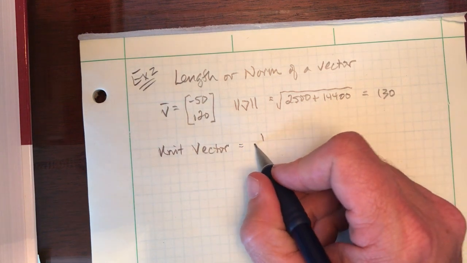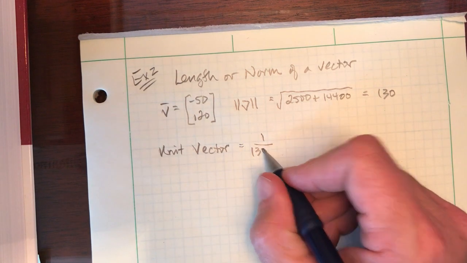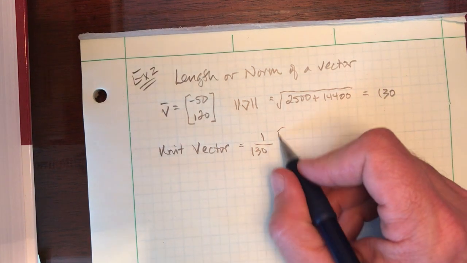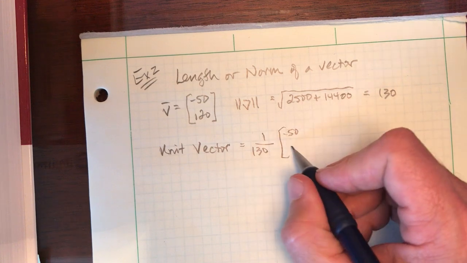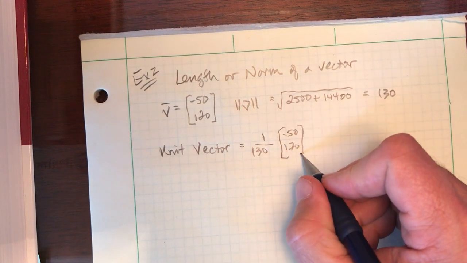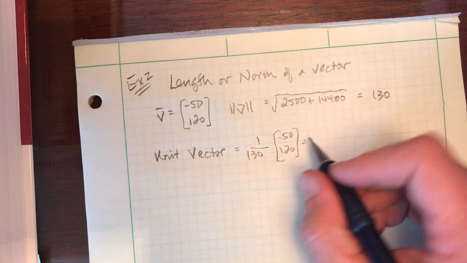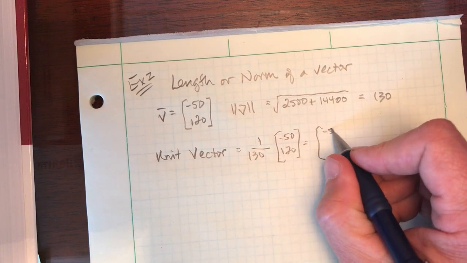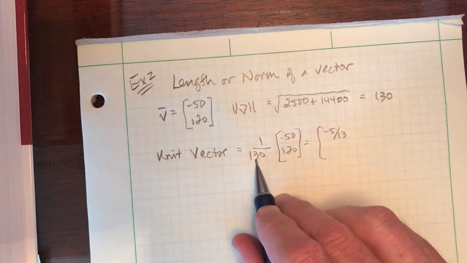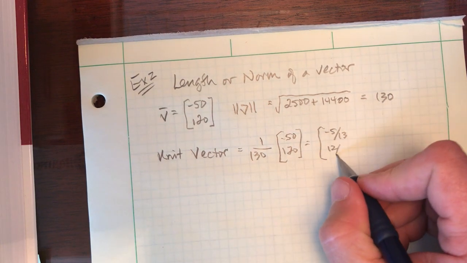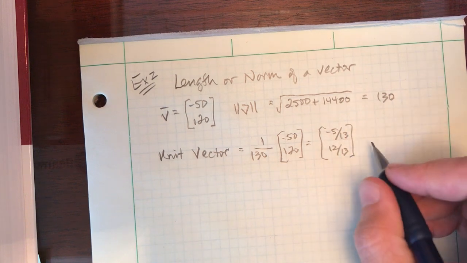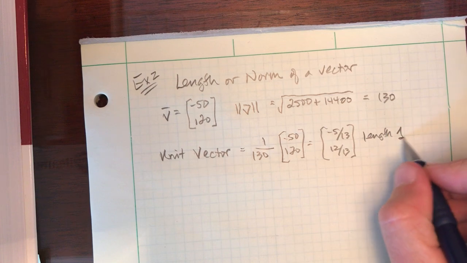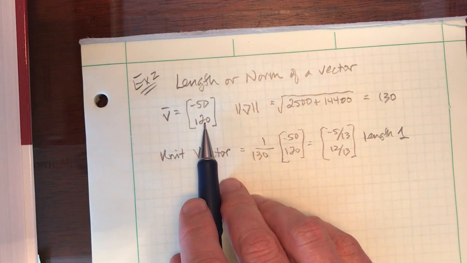And what we'll do is we'll take the length of that vector and we'll not divide, but we'll multiply by the reciprocal of that and scale my original vector. And we'll clean this up. And so -50 over 130, better known as -5/13, and 120 over 130, 12/13. That is length 1 in the same direction as my original vector.